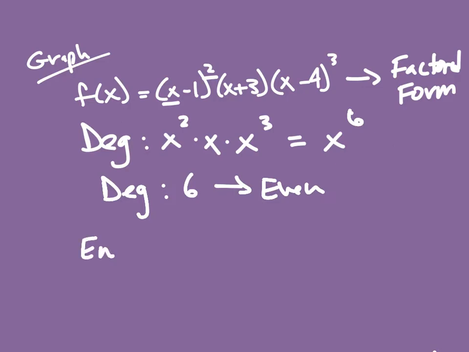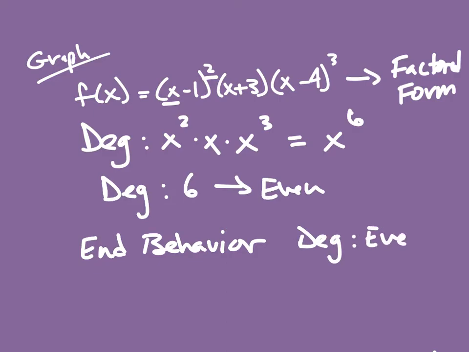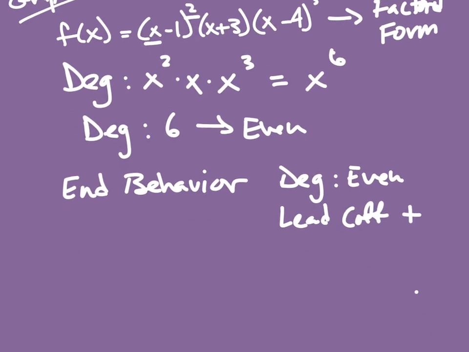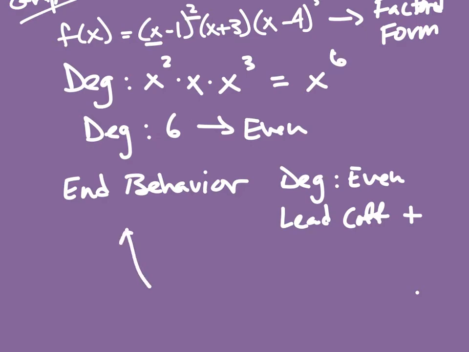So end behavior, as we look at this, I know that my degree is even, and my leading coefficient, again, if I multiply all this out, a positive times a positive times a positive results in a positive number. So my leading coefficient is positive. Therefore, my end behavior is going to go up to the left and up to the right.